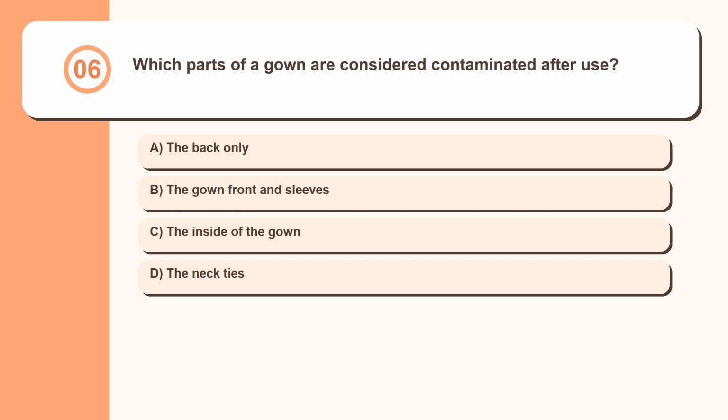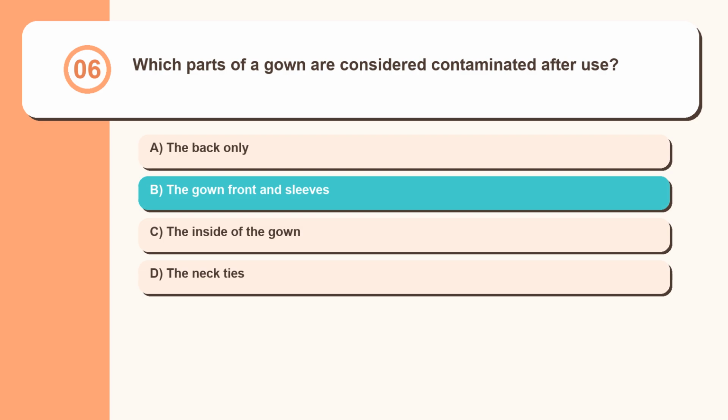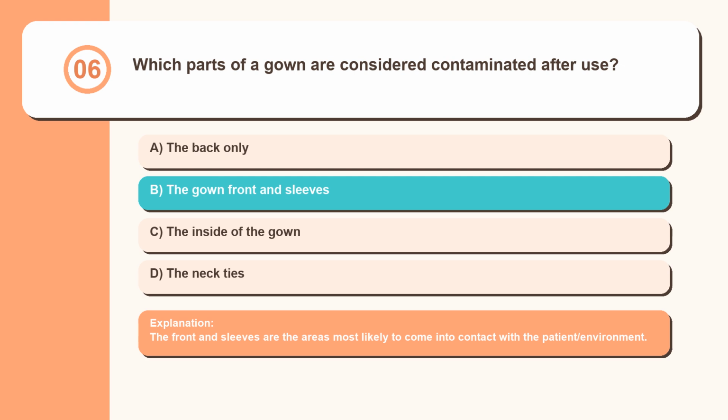Question 6. Which parts of a gown are considered contaminated after use? The back only; the gown front and sleeves; the inside of the gown; the neckties. The front and sleeves are the areas most likely to come into contact with the patient or environment.